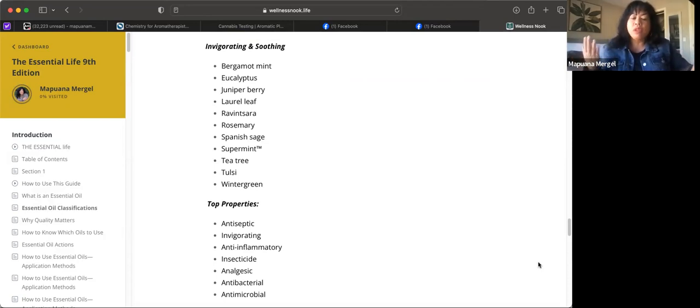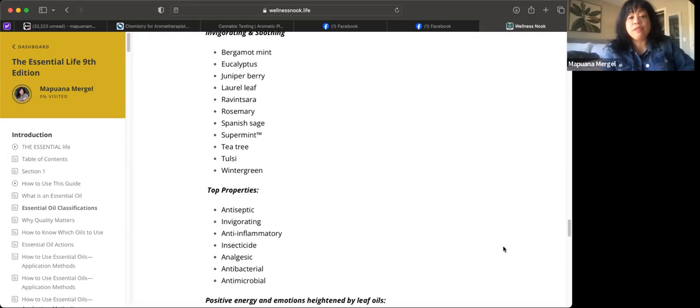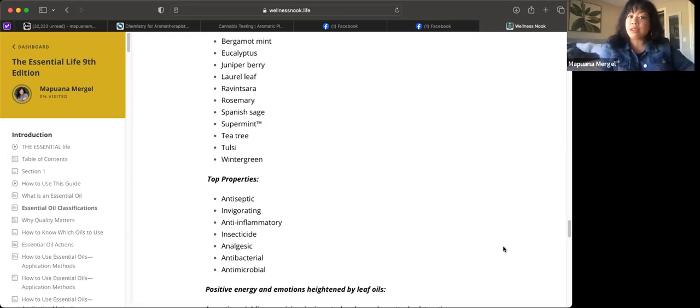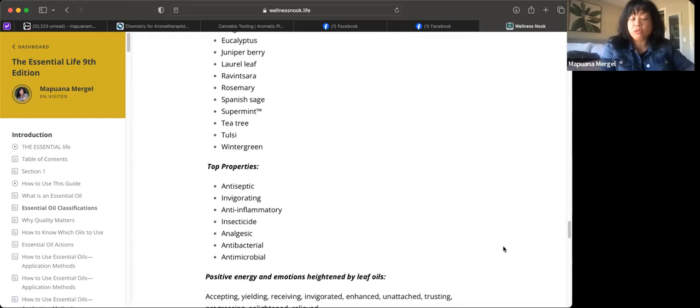Don't those sound wonderful? Don't those sound strong? Don't you want all of these in your medicine cabinet at home? I sure do. They're pretty powerful. Juniper berry is great for kidney function, all types of kidney issues. And of course, tea tree. That's in like every enrollment kit that we have, right? Tea tree has so many different uses. You could use it all 3 ways. Tulsi is pretty powerful. So if you have not experienced that oil in a while, I encourage you to revisit it.